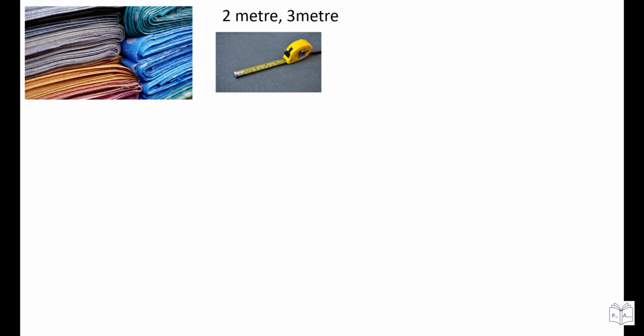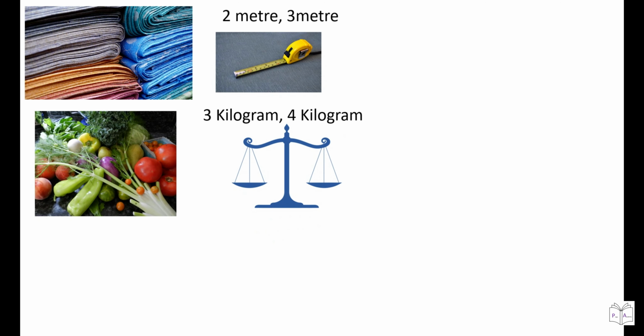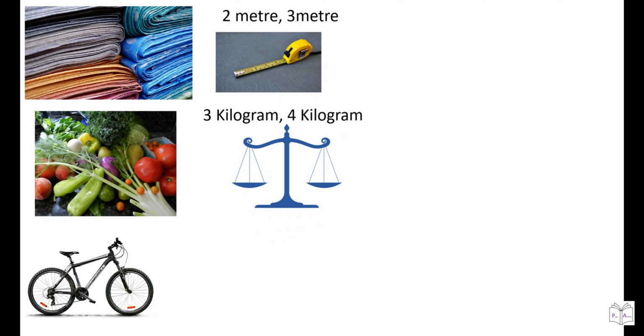Whenever you go to a textile shop or a cloth merchant to buy cloth, the shop guy will take one measuring scale or tape and ask you how much you want, 2 meters or 3 meters. Similarly, when you go to the vegetable vendor, he will have some physical balance like this and ask you how many kilograms, 3 kilograms or 4 kilograms. Similarly, when you go to a cycle shop for hiring a bicycle, the person will ask you how many hours for hiring, 1 hour or 2 hours.